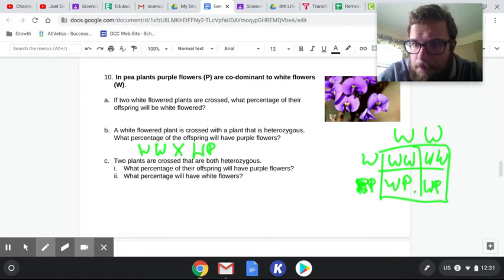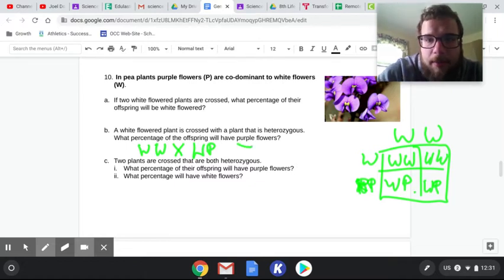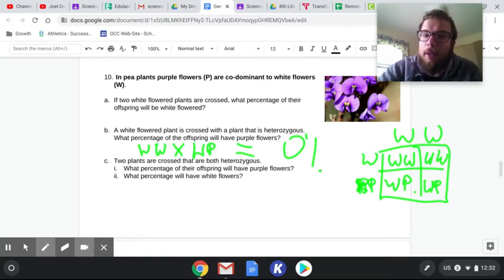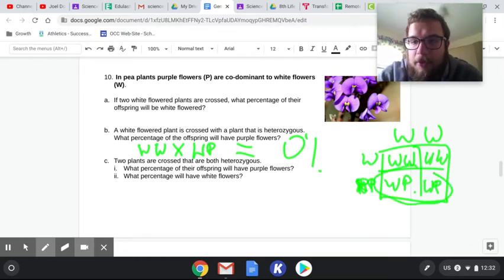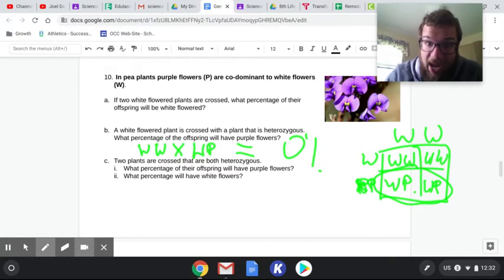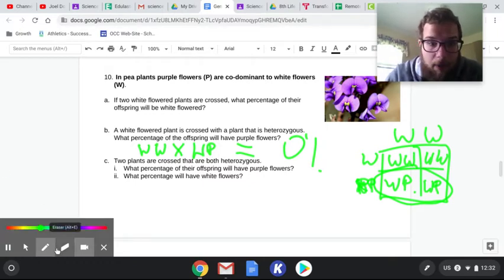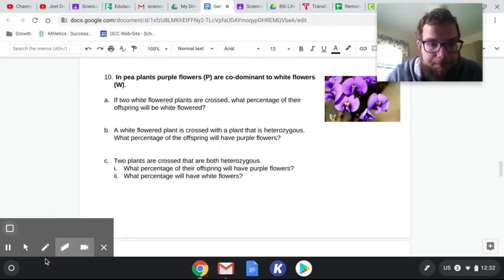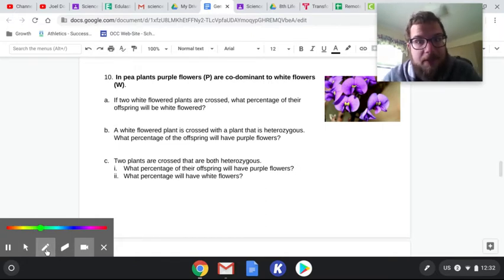What do you think? This is an interesting one. It's going to be 0%. Nobody's going to have strictly purple flowers. We've got 50% of them that are going to have purple and white flowers, but none of them are going to be purple.